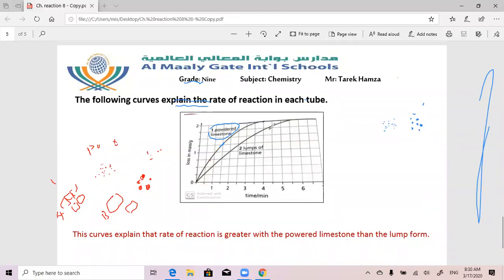Omar, okay. Hisham Sultan, yes. Mister, can you send this document on the website? Yes, I will send this document in the group, inshallah.